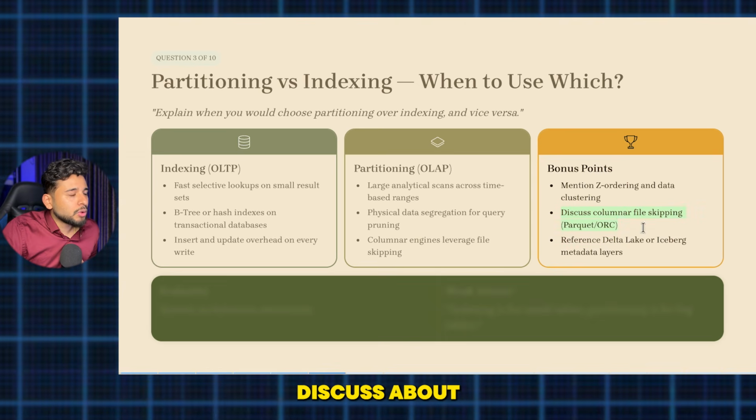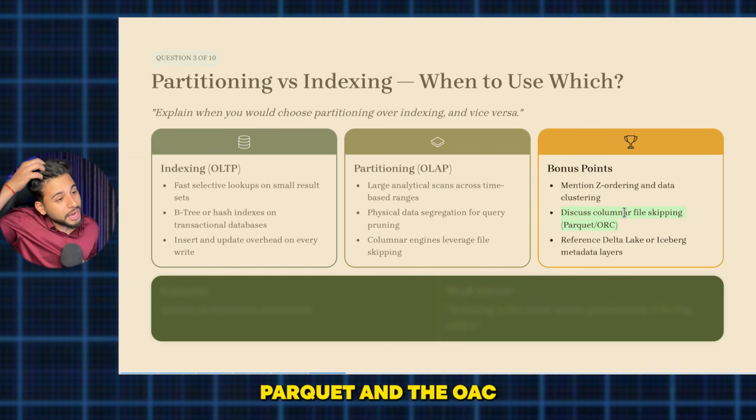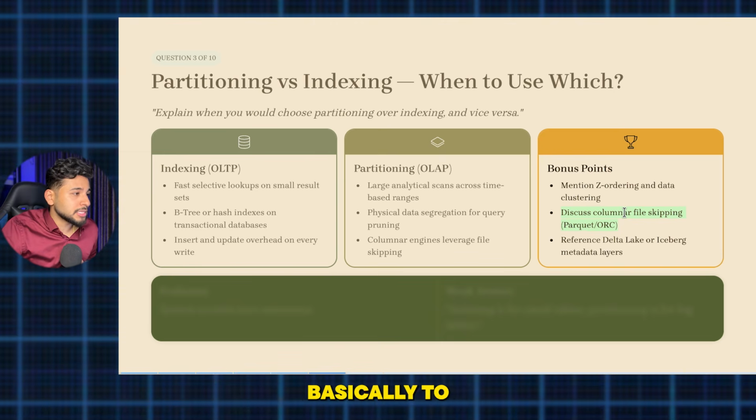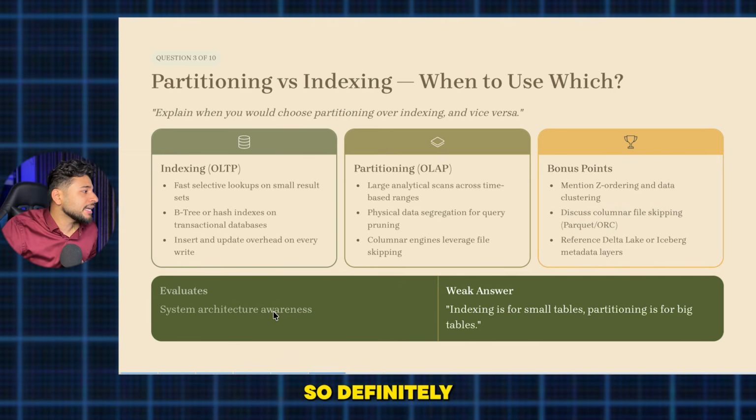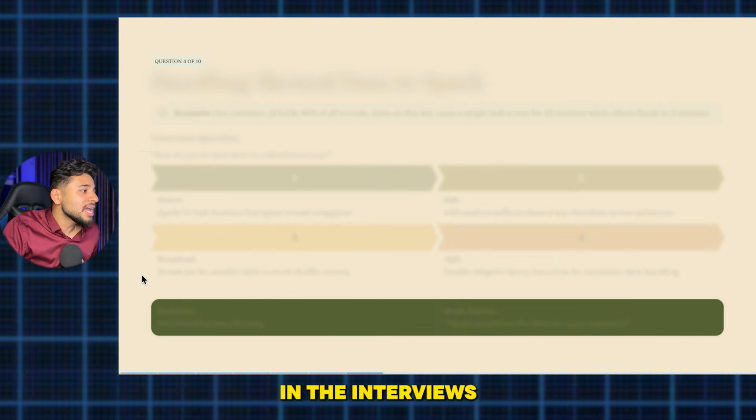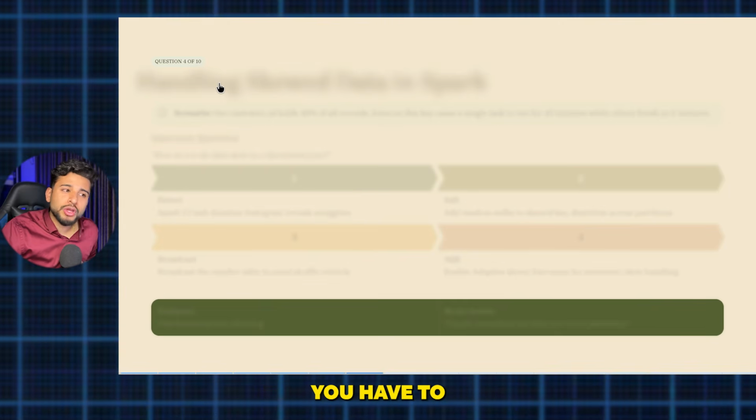You can discuss columnar file skipping, where basically we can use partitioned Parquet, ORC files, or Avro files for these things. Definitely these kinds of things are there, and it is very important to answer like this if you want to showcase in the interviews that you are a good person to hire. So these are the points you have to focus on.